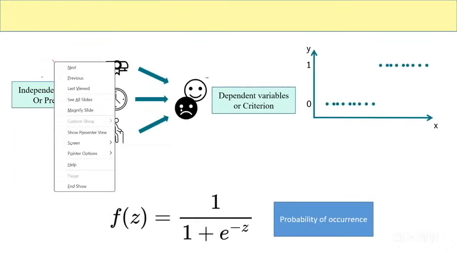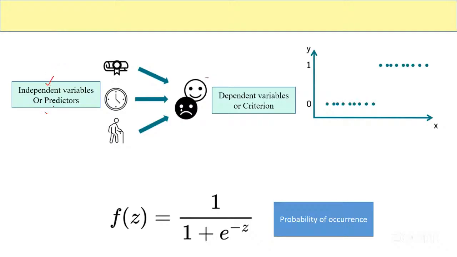Suppose now you see there are different independent variables or predictors, so maybe time, health related, or some other things. So this is going to be the dependent variable. The dependent variable is how far it is impacted or influenced by independent variable 1, independent variable 2, and independent variable 3. So this is the thing that we are going to see.